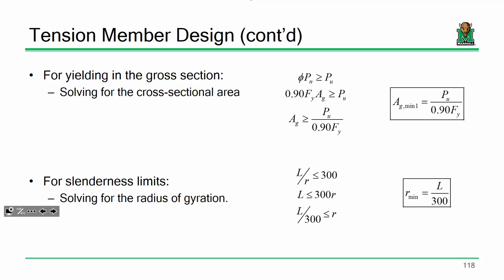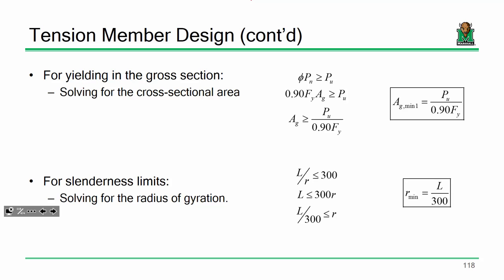Our factored resistance has to be greater than or equal to our factored loads, right? Now, what is our factored resistance according to gross section yielding? Well, phi is 0.9, right? And Pn, our nominal capacity, is the yield stress times Ag. Make sense? Now, we're in design mode, okay? What we're solving for is the area. We need to pick a member that meets this area requirement, okay? So I'm going to solve for gross area.